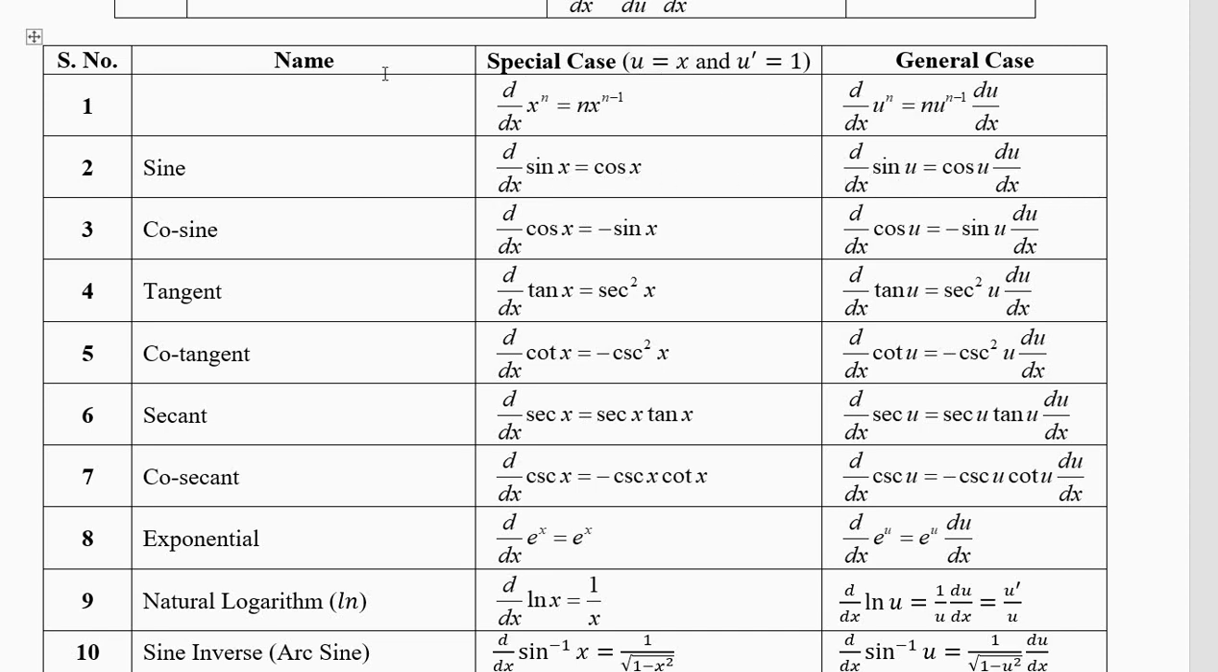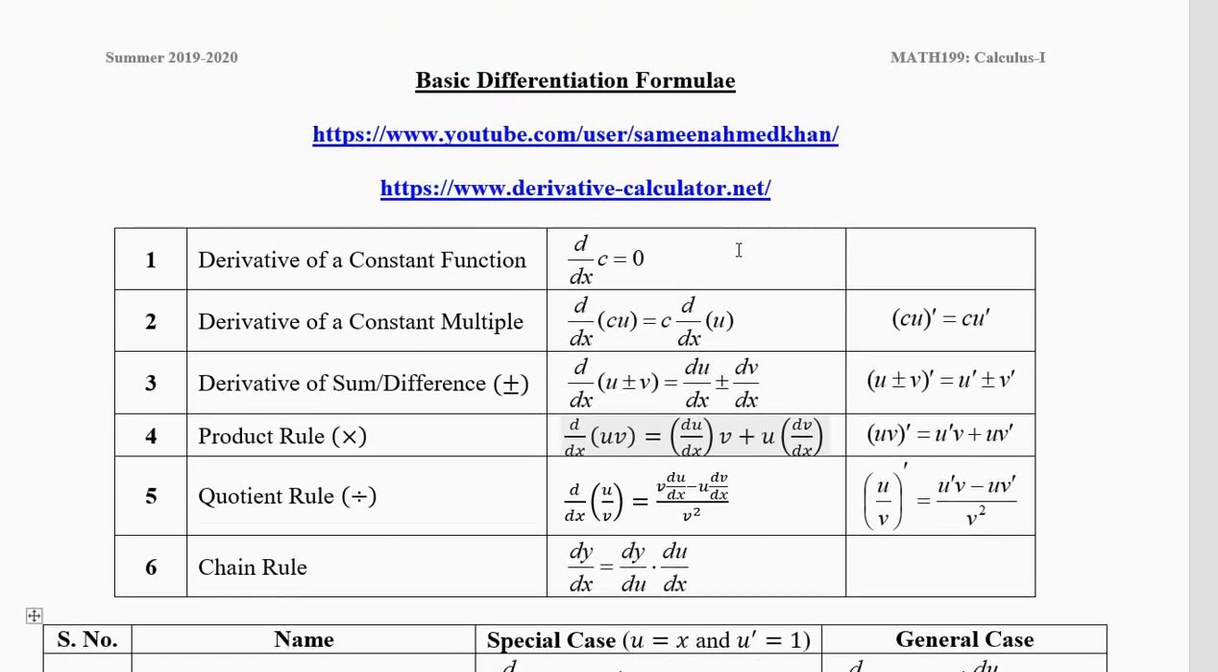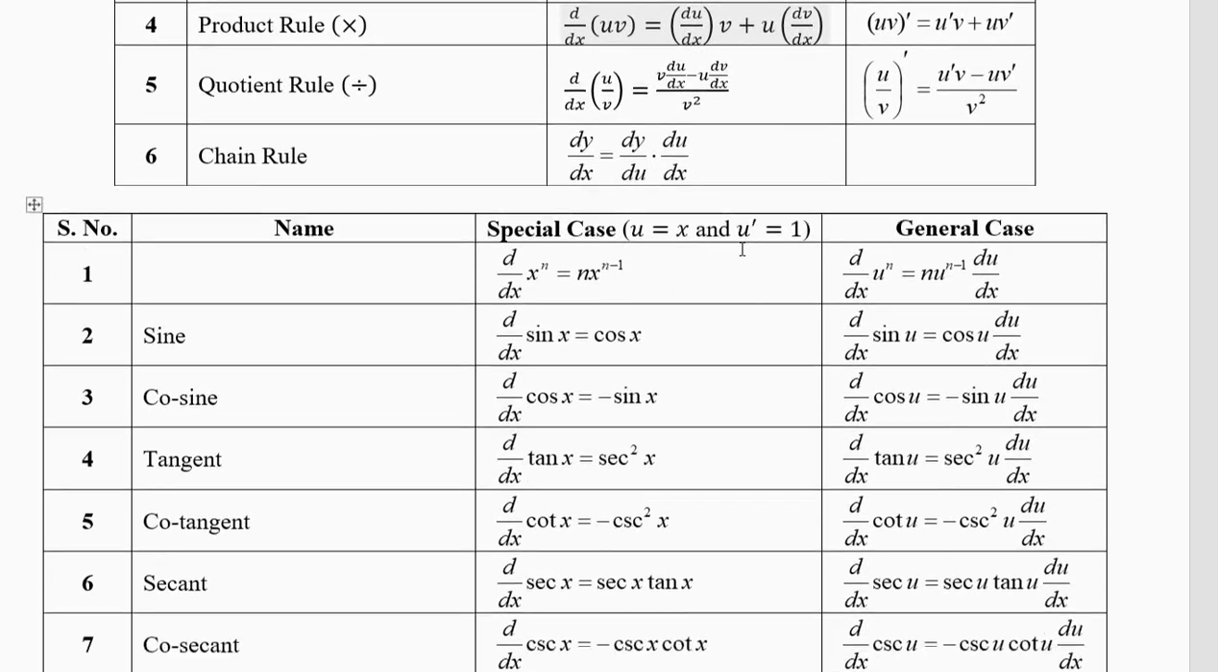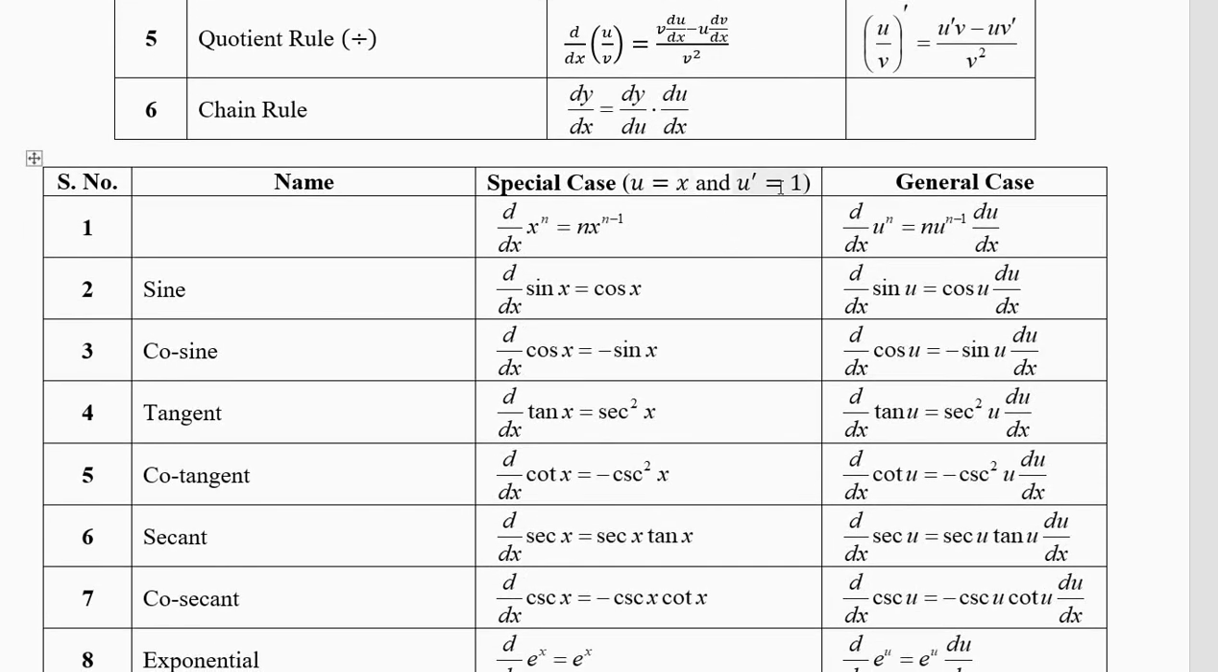Now this column has the name. This column is the special case u equal to x and u prime equal to x prime equal to 1. The derivative of x is 1. We have seen it before somewhere. The derivative of x is equal to 1.